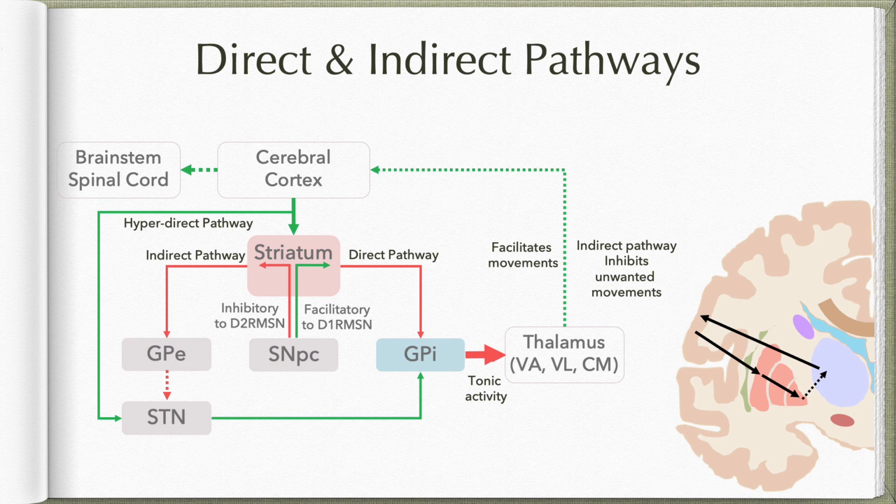On the contrary, an indirect pathway is a 7-order neuron pathway. Starts from cortex to striatum to globus pallidus externum, subthalamic nucleus to globus pallidus internum, and then to thalamus, which will send inhibitory output to the cerebral cortex. So this will be inhibiting the cerebral cortex, resulting in basically preventing unwanted movements.